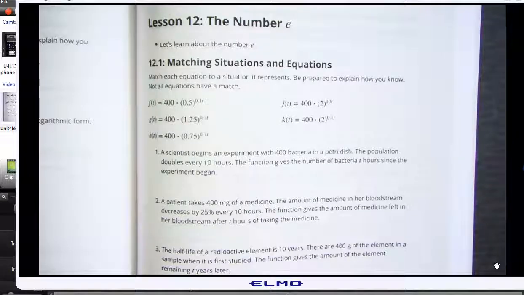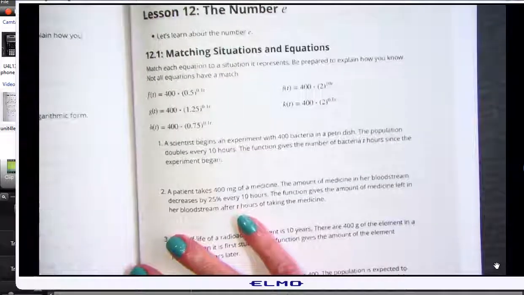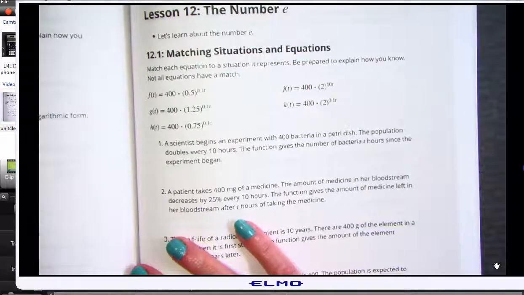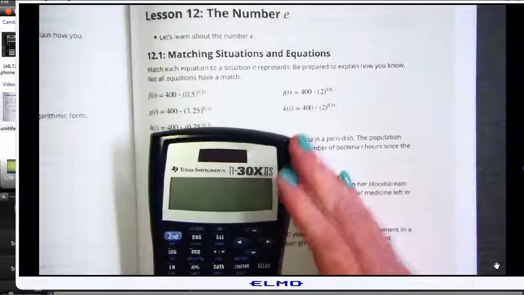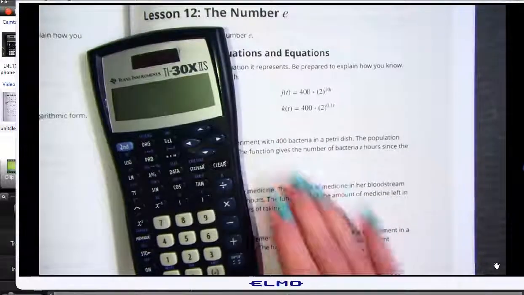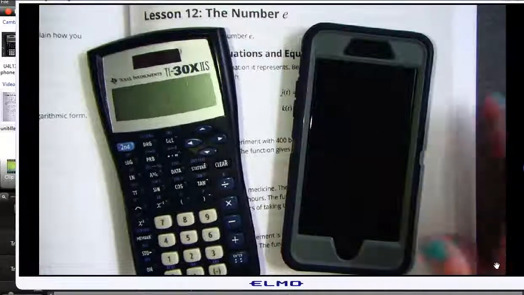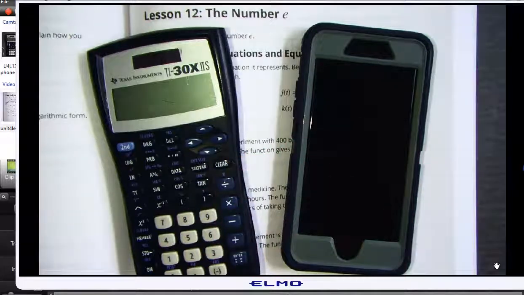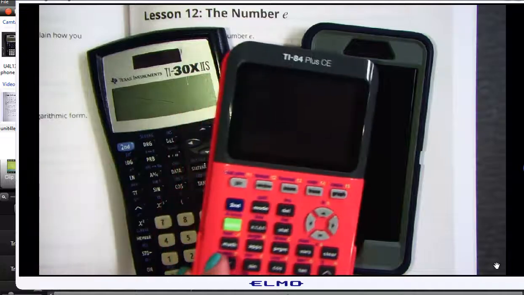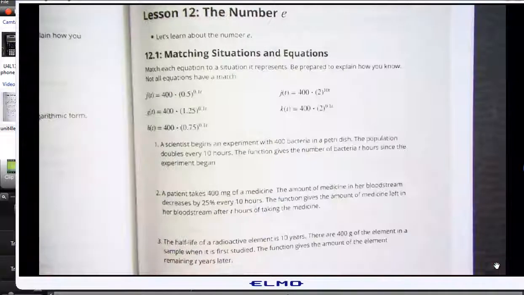Hey friends, we need to take a look at Unit 4, Lesson 12 together here. And we're going to work through these problems together, so you should make sure you have some kind of calculator with you. I'm going to show you how you can do all this with any kind of regular scientific calculator, and I'll also be using my cell phone calculator. So whatever you have, we can use that as we work through these. If you have a graphing calculator, you can certainly use that too. I'll show you briefly how to use that there.